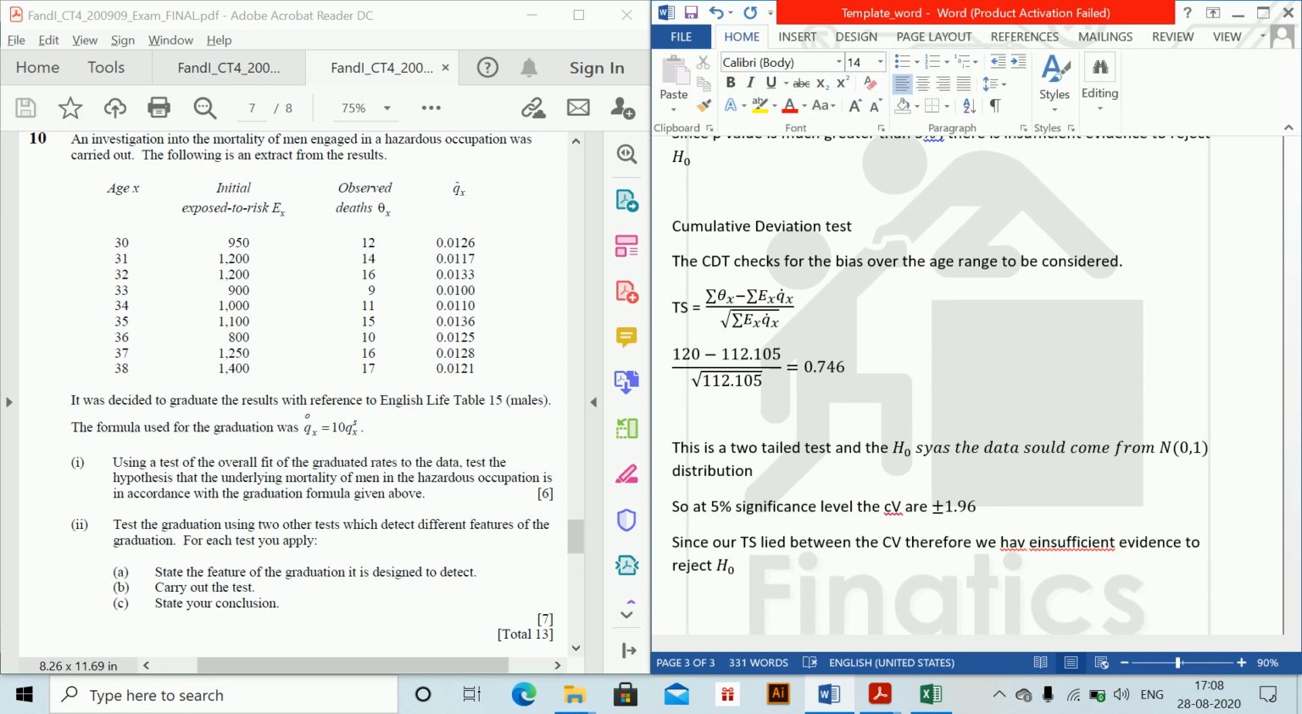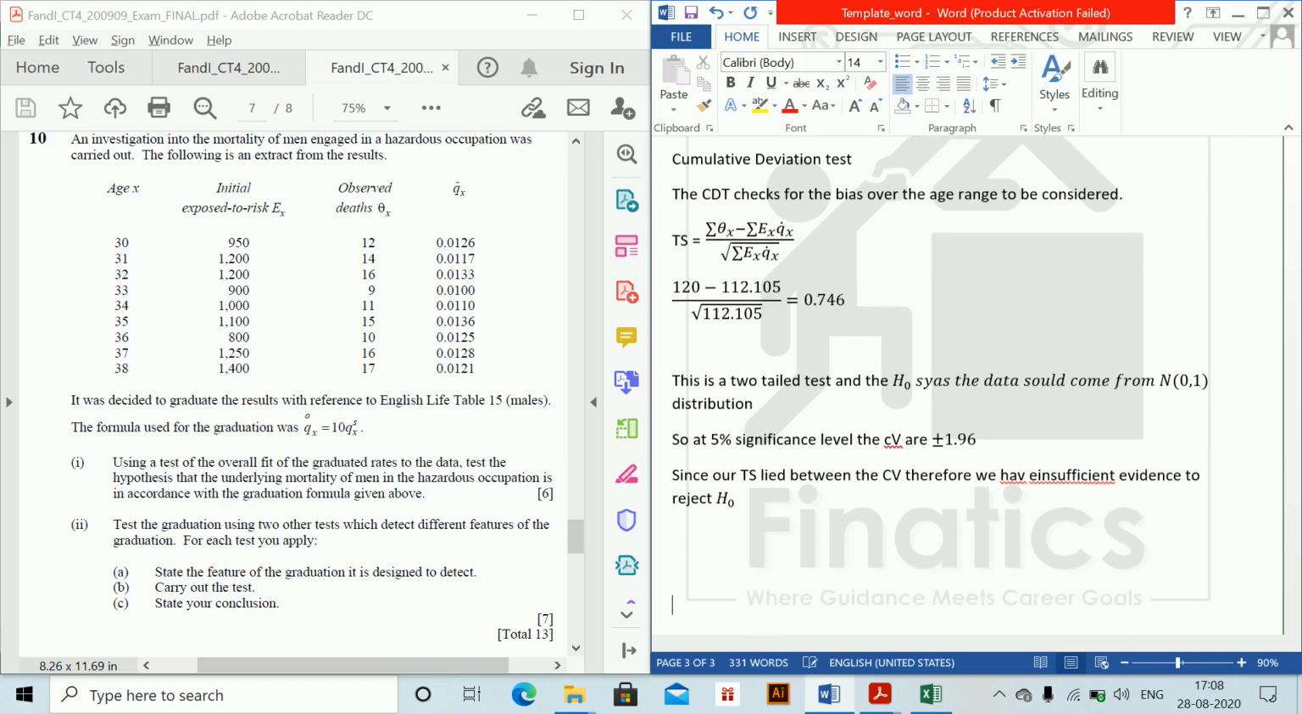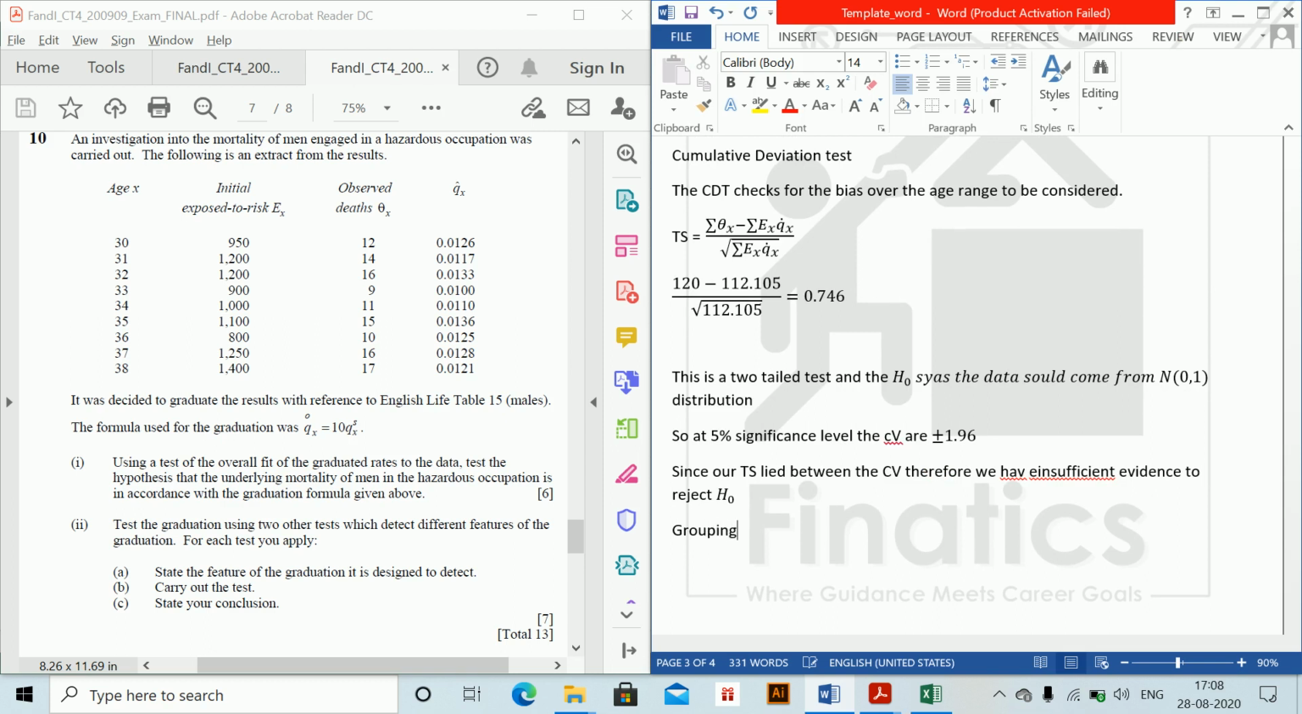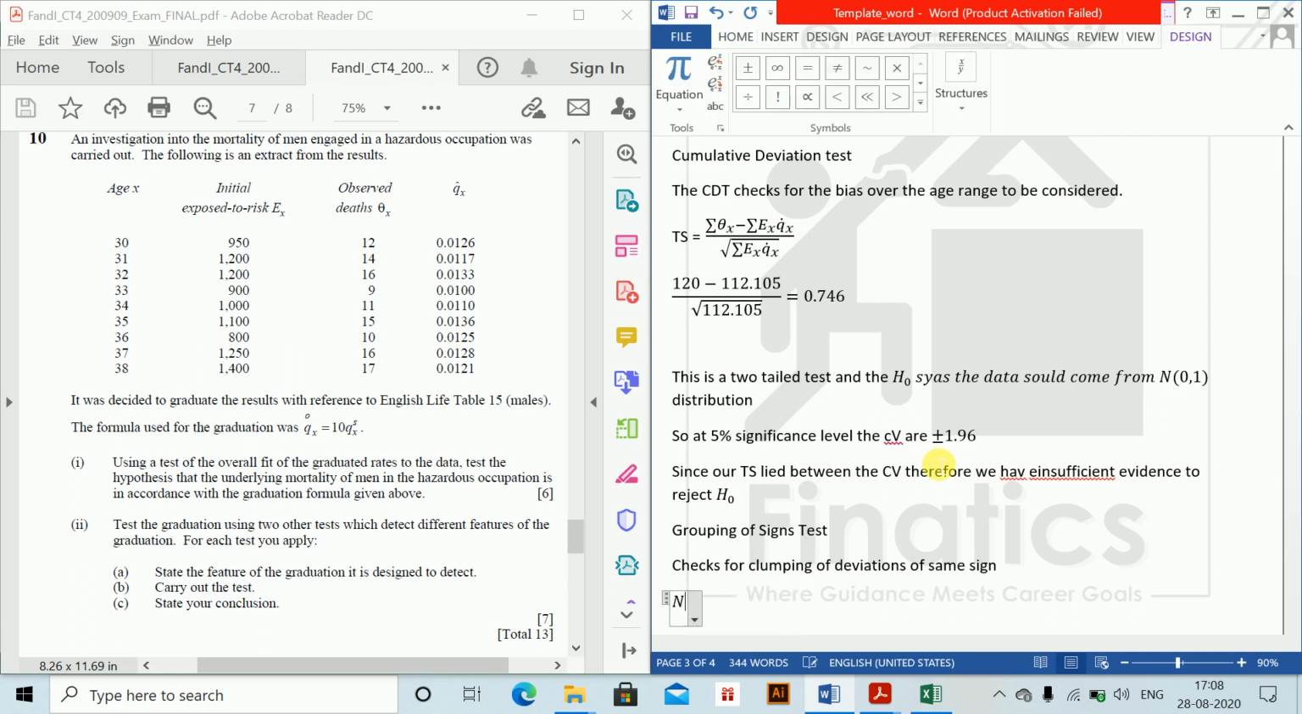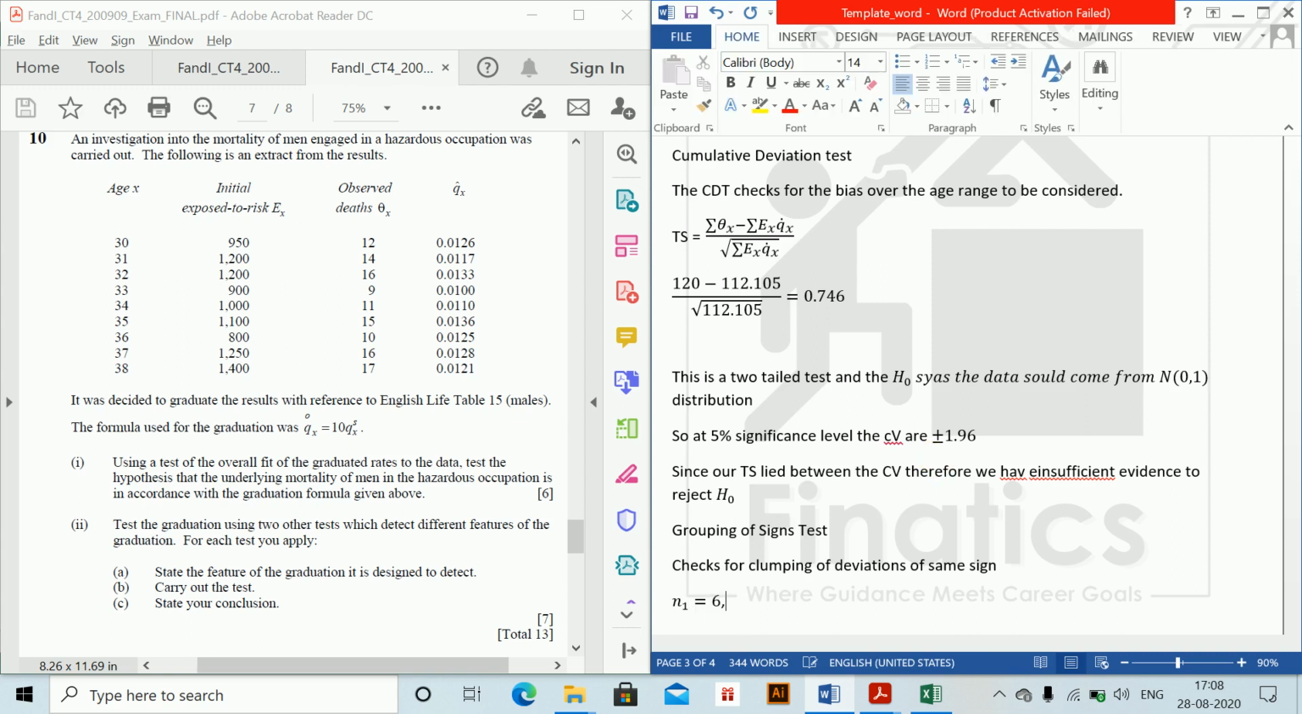Okay, and then finally the next test which I am doing is the grouping of signs test. The grouping of signs test checks for clumping of deviations of the same sign. The test statistic here: n1 is equal to 6, n2 is equal to 3, and g is equal to 1.